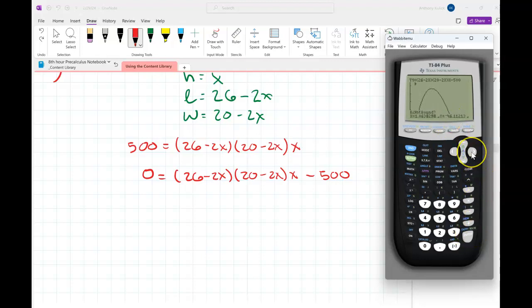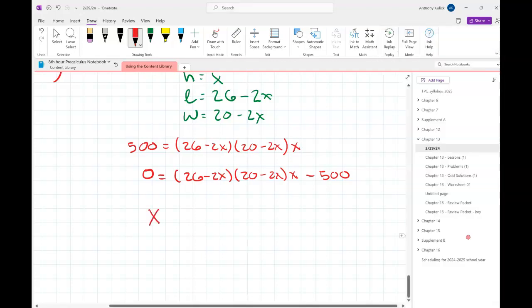I'll press enter and then cruise back to the right just till I get a positive number. Press enter. Guess doesn't matter. So I get about 1.20.